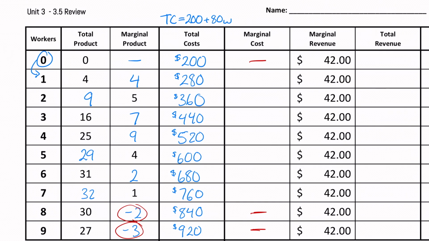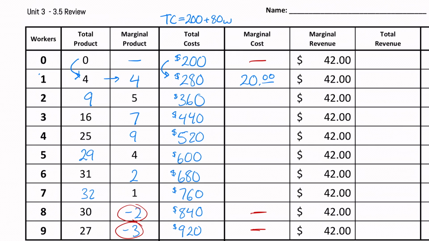So when we look at this first one, remember we're going to take those steps as we jump from one thing to the next. Let's start off with: what is our change in total product? We're going from a total product of 0 up to 4, and our total cost goes from 200 to 280. So our change in total cost is $80, divided by our change in total product, which is 4. So 80 divided by 4, our marginal cost here is $20.